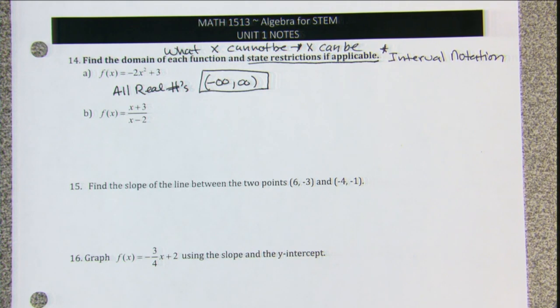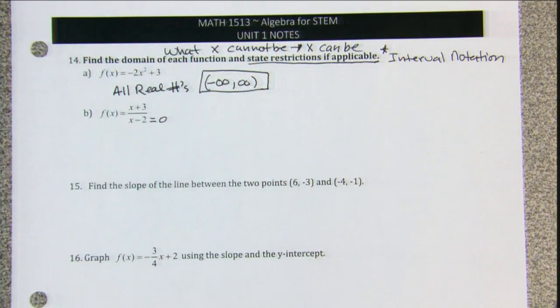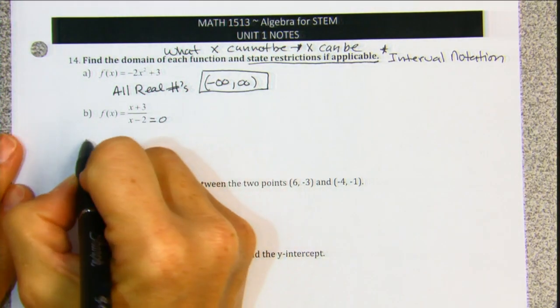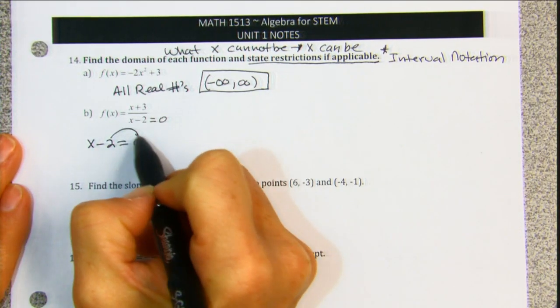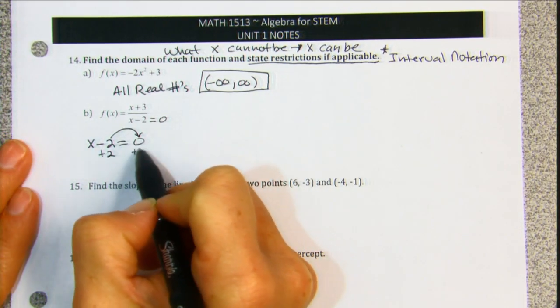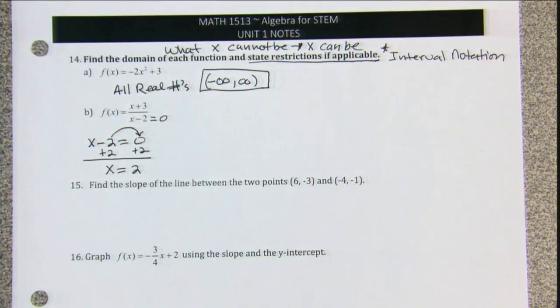The only two things that are different are fractions and radicals. Since b has a fraction, what can we not have in the denominator? 0. So really all we're trying to figure out is what would zero out the denominator. So we set that x minus 2 equal to 0. And really solving means you're just adding 2 to both sides. So when x is 2, that's going to make that denominator a 0.